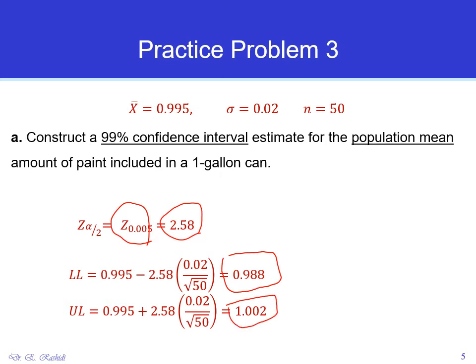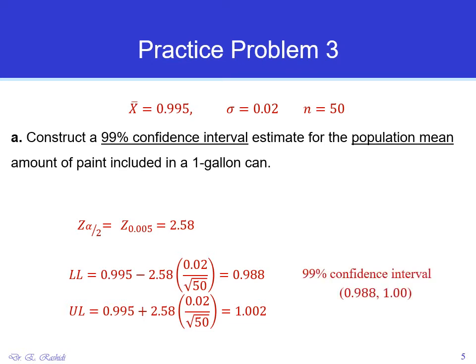The upper limit here doesn't really matter because a 1 gallon can cannot include more than 1 gallon. So we can actually modify this to just 1 gallon. So our confidence interval would be something between 0.988 and 1. We would say we are 99% confident that the average paint per can is something between 0.988 and 1 gallon.